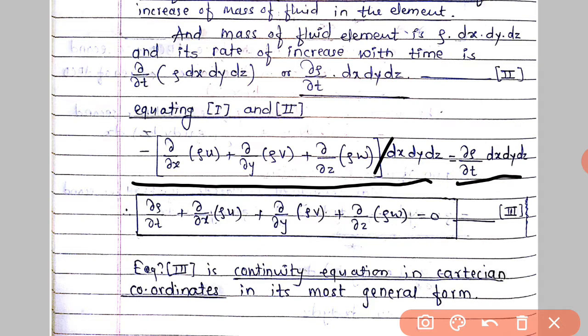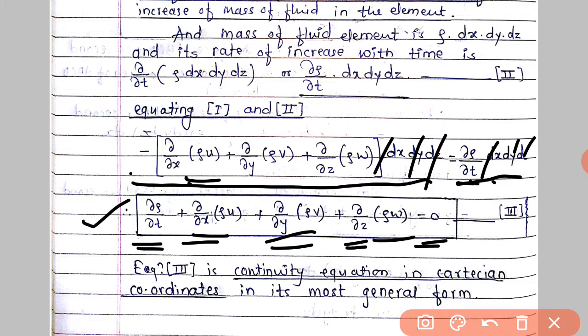See here, dx dy dz will get cancelled, and the negative sign also gets cancelled. So ∂ρ/∂t plus ∂/∂x of ρu plus ∂/∂y of ρv plus ∂/∂z of ρw equals 0. This is equation number 3. This equation is our continuity equation in Cartesian coordinates in its most general form. So this is our required continuity equation, obtained by equating equation 1 and equation 2.